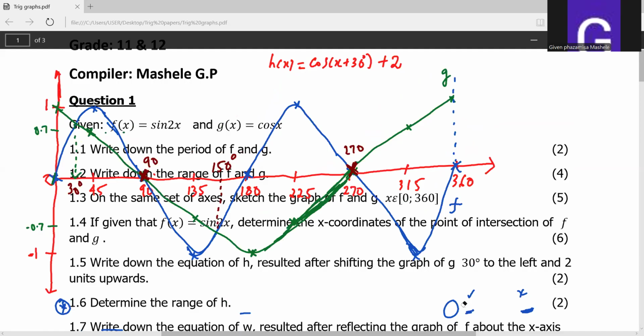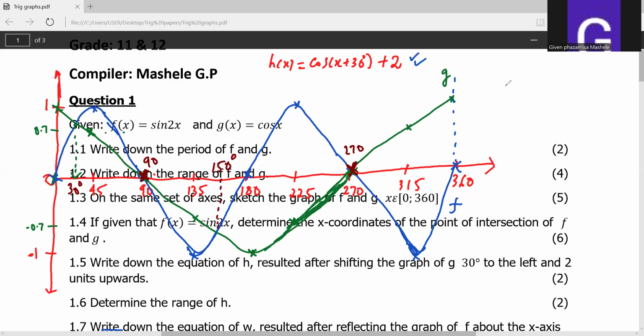Okay, right. Then 1.6 says, now do what? Determine the range of h. We want to determine the range of the h that we got now. We want to determine the range of this h, ladies and gentlemen. How are we going to do that?